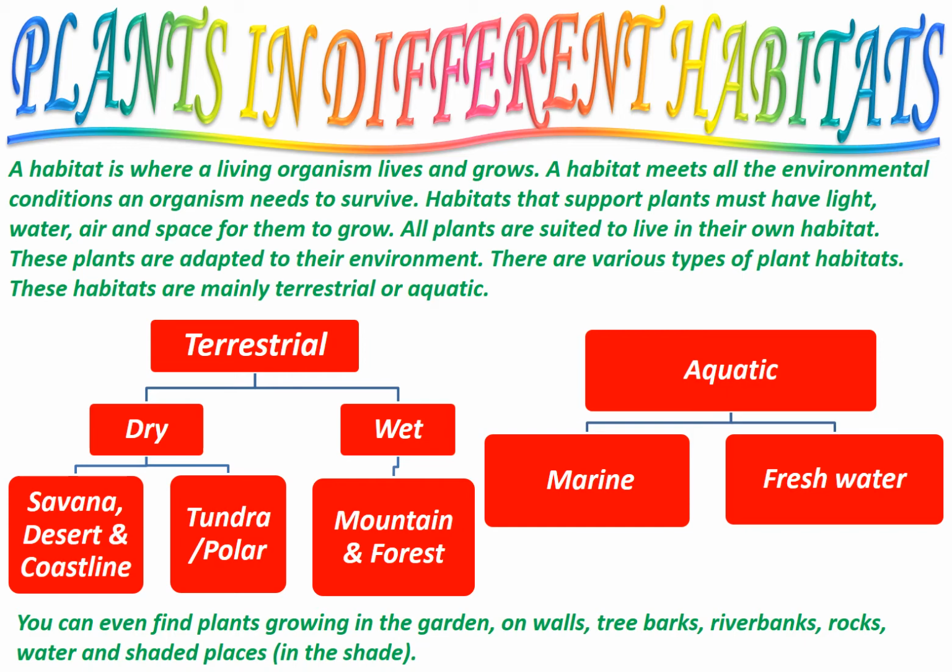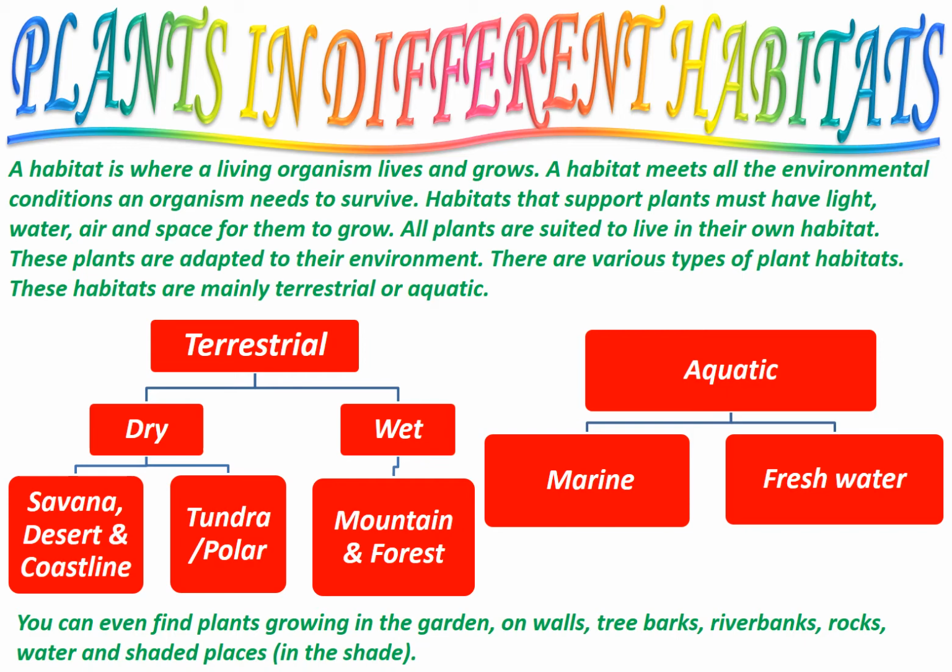Different plants are suited to live in different habitats. They develop features to live in that habitat. This is called adaptation. Some plants live in very cold places, while others in very hot places.